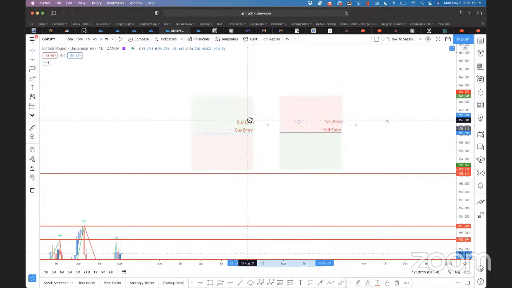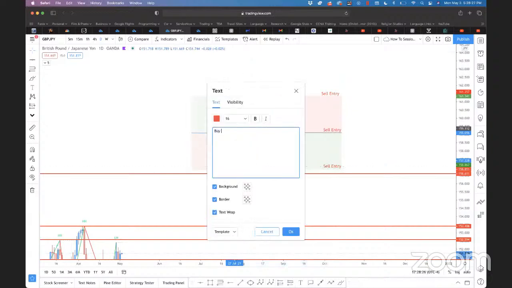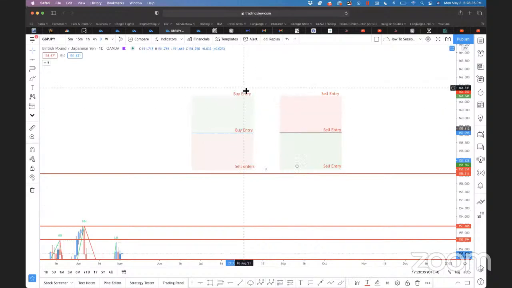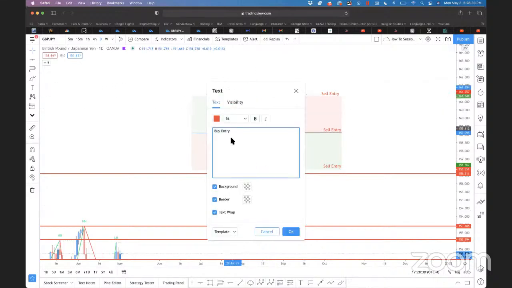Anytime you put in a buy, you're also placing two sell orders simultaneously. Every time you put in a buy, you're putting in one buy order and two sell orders. When you put in a sell trade, you're putting in one sell order and two buy orders.